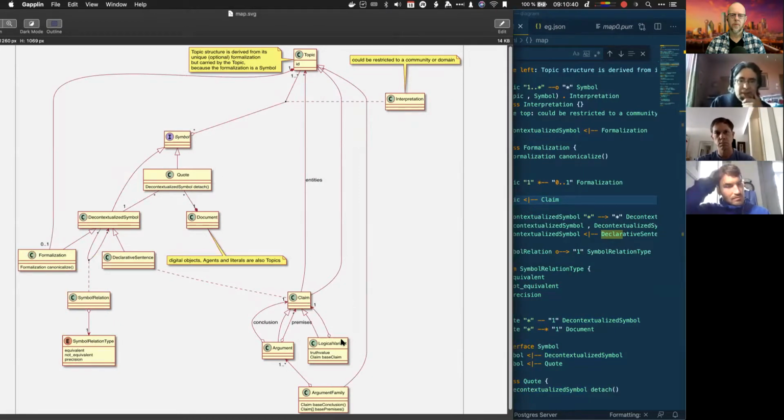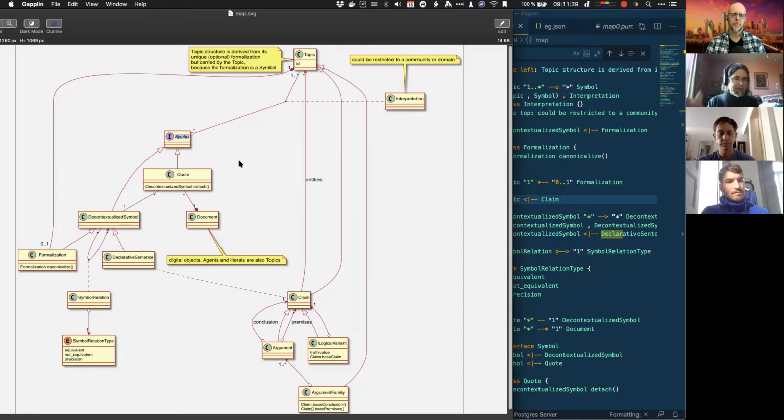So claim is a topic, and I've made symbol into an interface because I said earlier that quote is a symbol, and it's still true, but I realized most of the time I'm interested in the decontextualized symbol, which is the sentence. I should make it clear that the text would be here. The quote will point to its decontextualized symbol. There's always the sentence in itself and the sentence in the context of a document, which is the quote document link. The quote, instead of repeating the symbol, can just have a pointer to the decontextualized symbol.